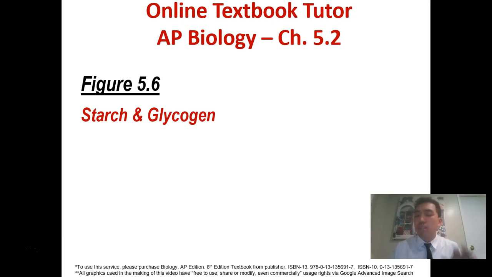Glycogen is mainly for humans and other vertebrates, in which we need a way to store glucose. So later on, throughout our day, we can access it, hydrolyze those bonds, cut them into glucose, and actually use that glucose for cellular respiration. Keep that in mind.